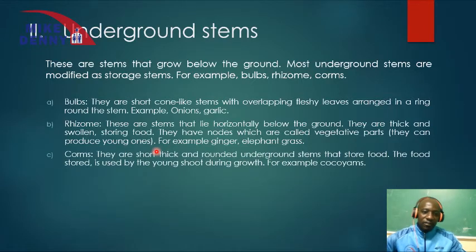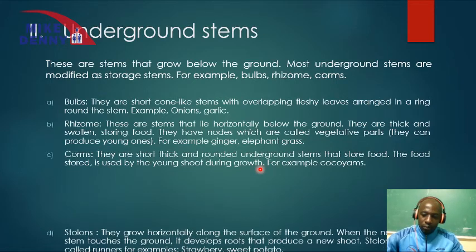Then we have the corm. We say they are short, thick, rounded underground stems. They also store food. And the food is always used by the young one to grow. A good example here is cocoyams. It stores food. The stem is called corm.